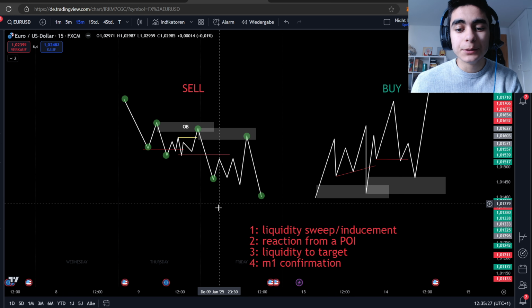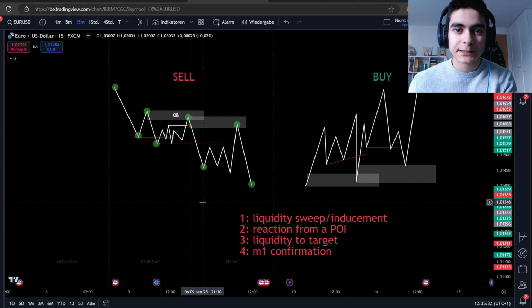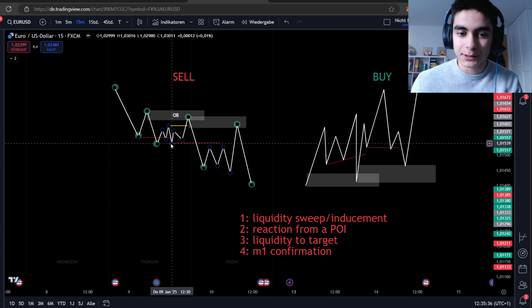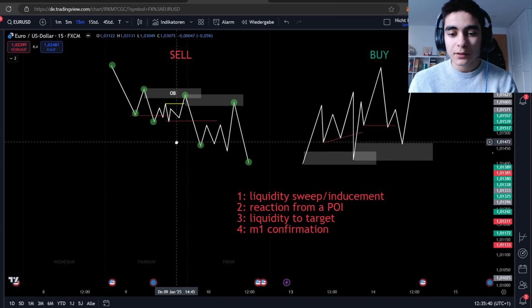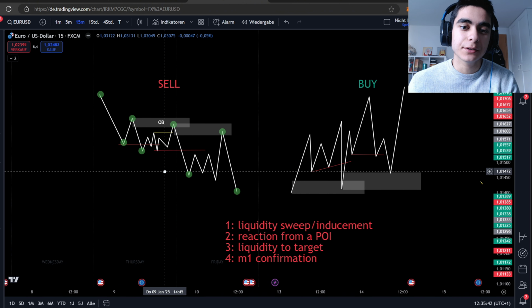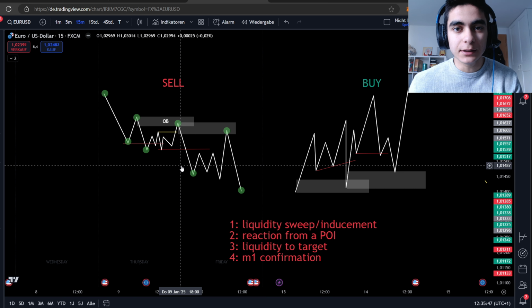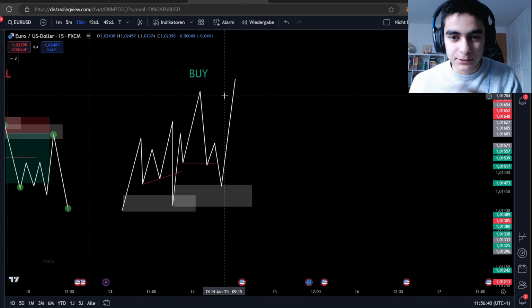Third criteria, we need to have a liquidity target. For example, if we are taking a short, we need a liquidity target below that we can target. Fourth criteria is a confirmation on the 1 minute time frame. It can just be an engulfing candle. Let me show you some examples on the chart.